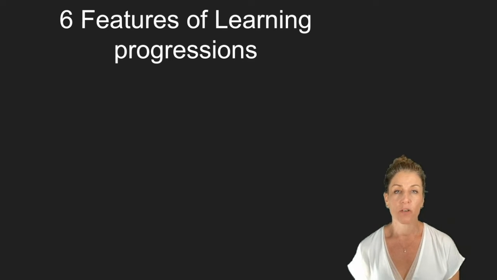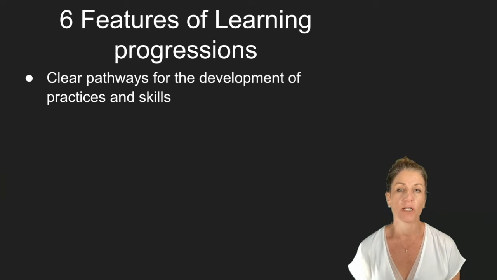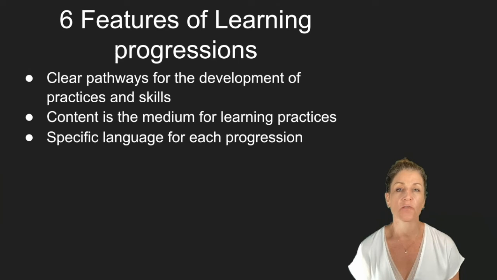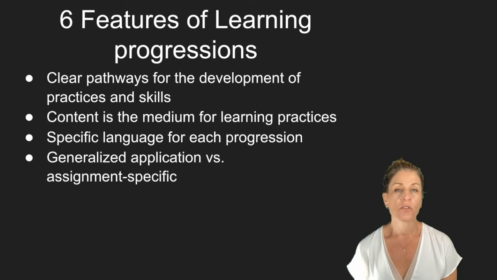There are 6 important features of a learning progression. There should be a clear pathway for the development of specific skills. Content is the medium for learning the practices, but specific knowledge is not the focus of the learning progression. Language must be specific for each progression. You don't want to use generic language. The skills described should be general enough to apply to a wide variety of assignments. Descriptors should not be specific to one assignment, or students won't be able to practice enough to achieve mastery. Assignment-specific information goes on the actual assignment itself, not on the rubric.